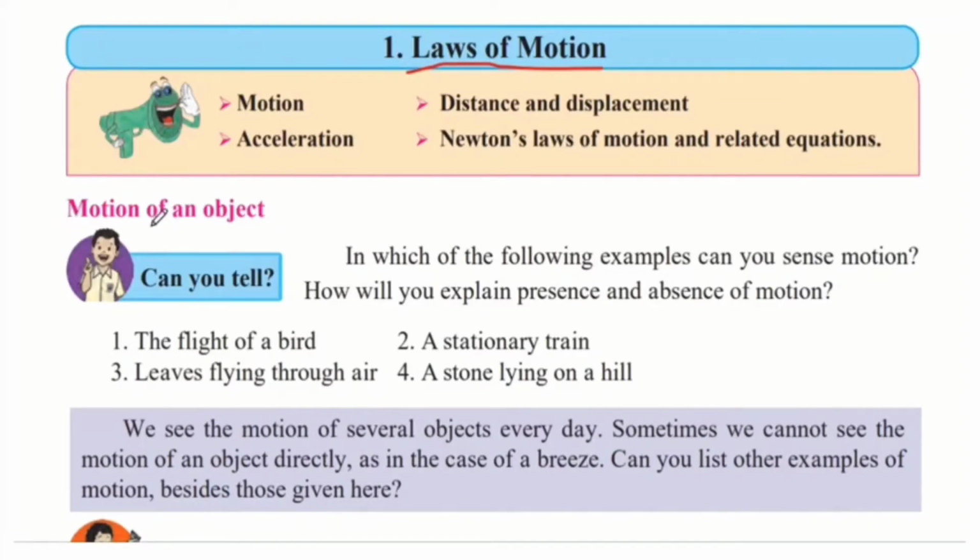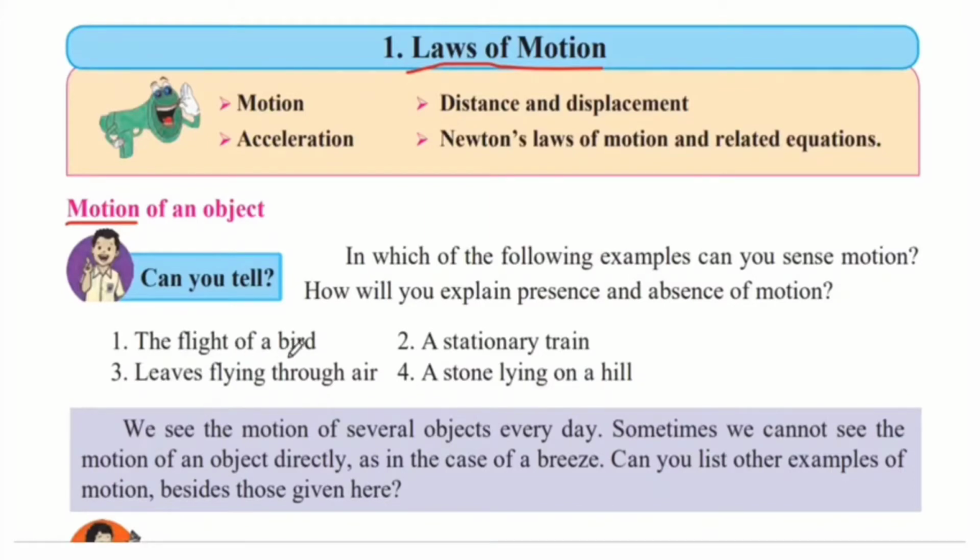Motion of an object. So what is motion? Motion is nothing but the movement of an object. Can you tell in which of the following examples can you sense motion, that is movement, and how will you explain presence and absence of motion? So let's see the examples. The flight of a bird, a stationary train, leaves flying through air, a stone lying on a hill. So we have to tell from these examples which one has motion and which one does not.